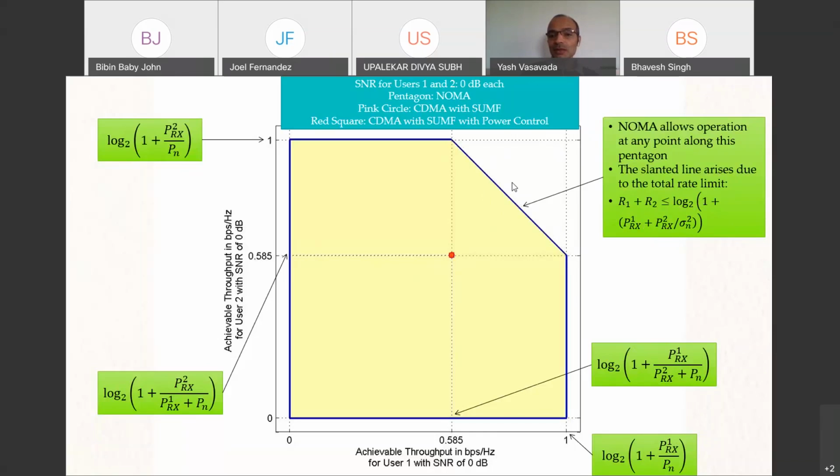The point is that NOMA with SIC can actually be operating at any point on this slanted line. We already saw how it can operate either at this vertex or this vertex of this pentagon. But by appropriate power scaling, we can allow NOMA to operate anywhere over here. And so you can see that NOMA is strictly better than CDMA. Okay, so let us continue.